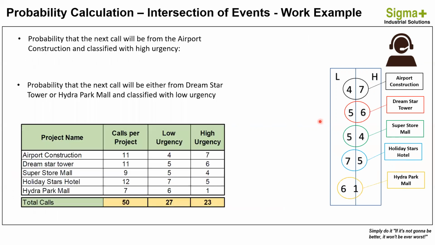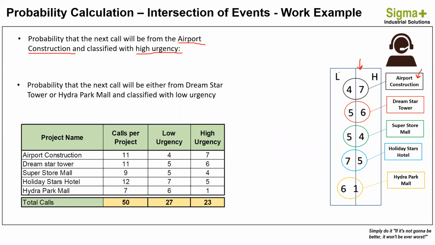So let's see now how we can solve the probabilities. The first requirement is to study the probability that the next call will be from the airport constructions and classified with high urgency. So let's start the technique of the Venn diagram. I'm interested in two events: the airport constructions and the classification of high urgency. This is the first event that I want to study, and it should be high urgency.